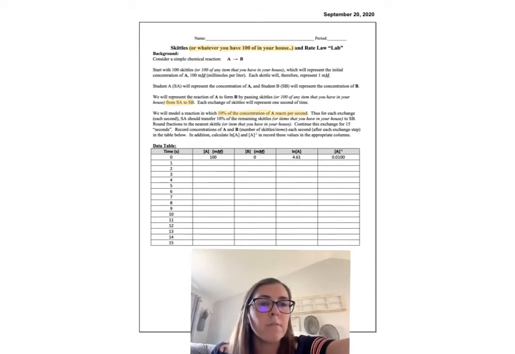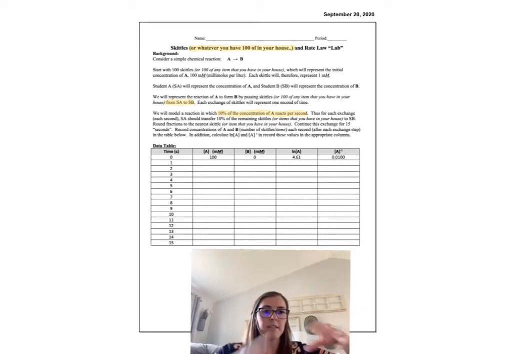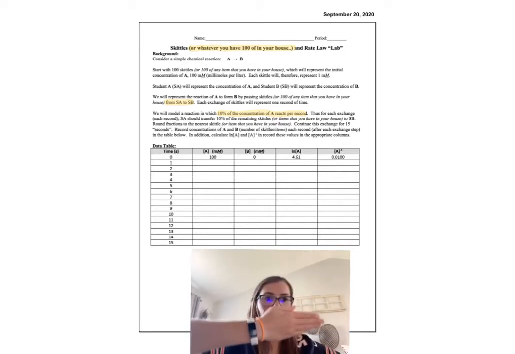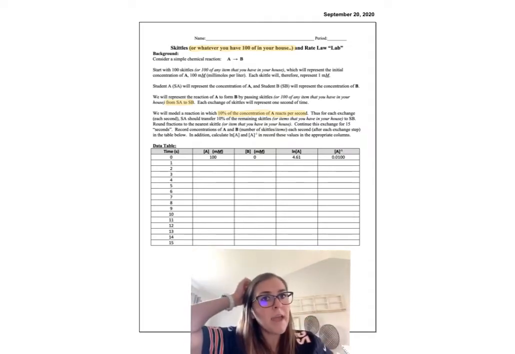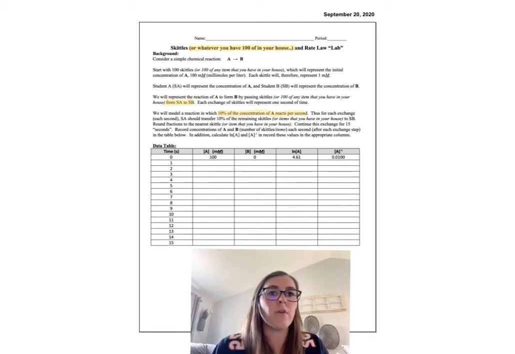If you're in the classroom, make sure you're sitting on opposite sides of the table, so face each other, instead of side by side. One student will start with A and they will pass to B, so that's reactants, A, to B, products.